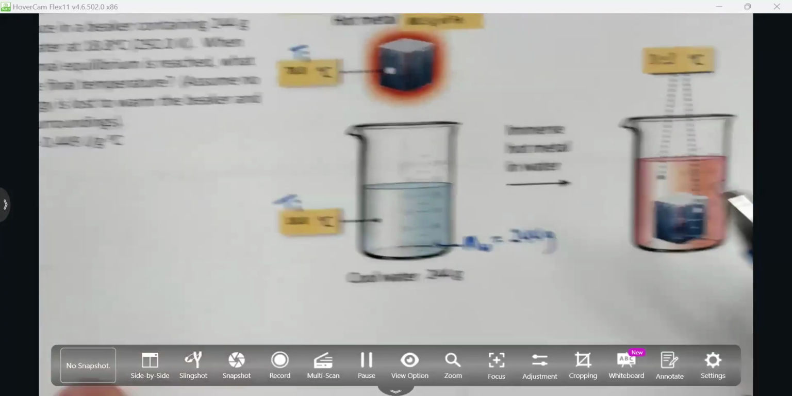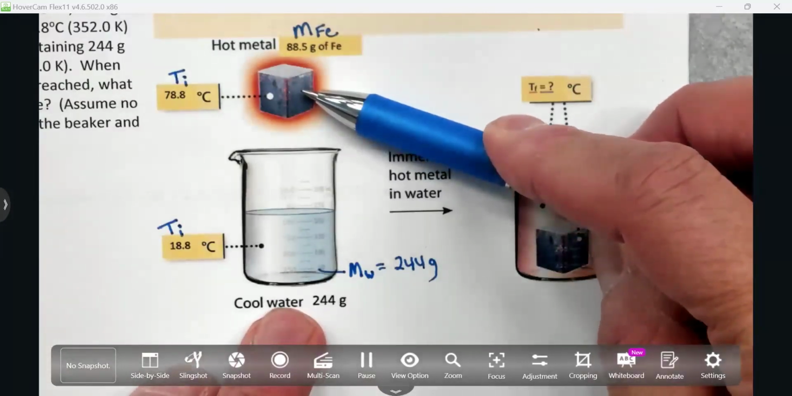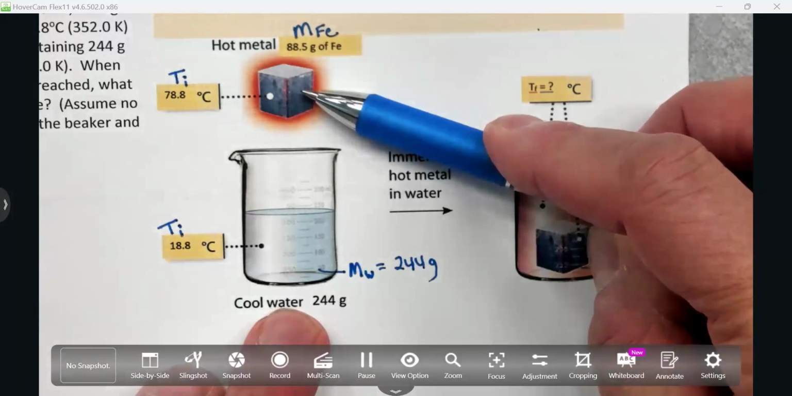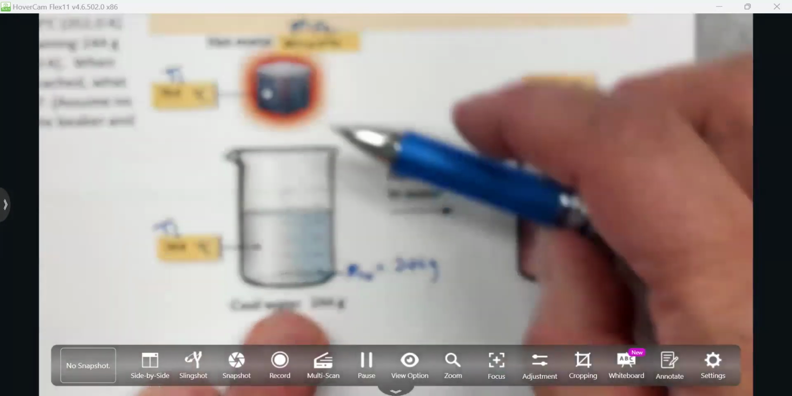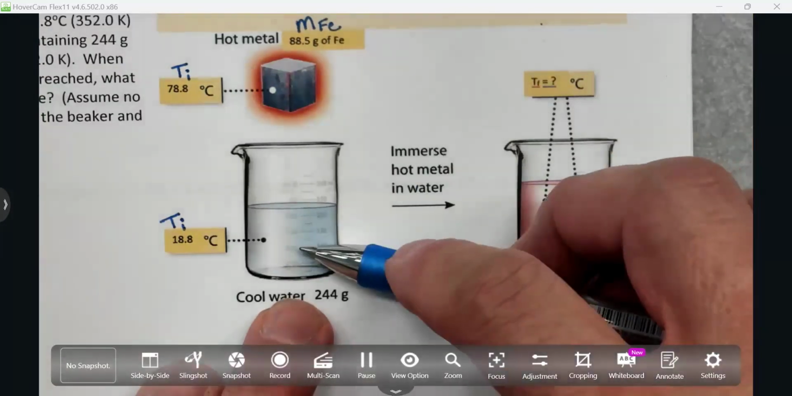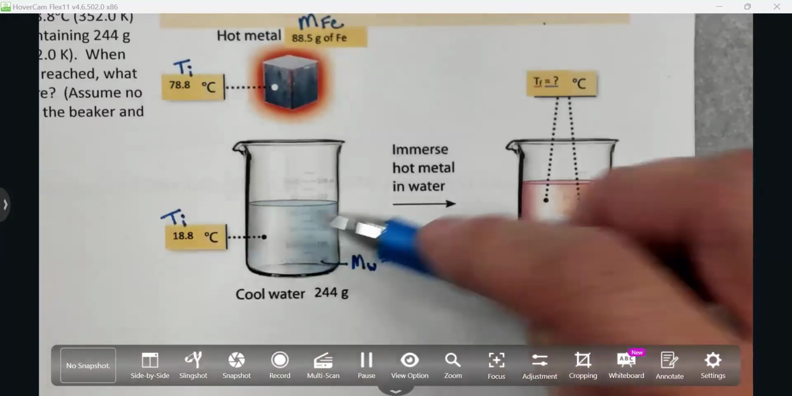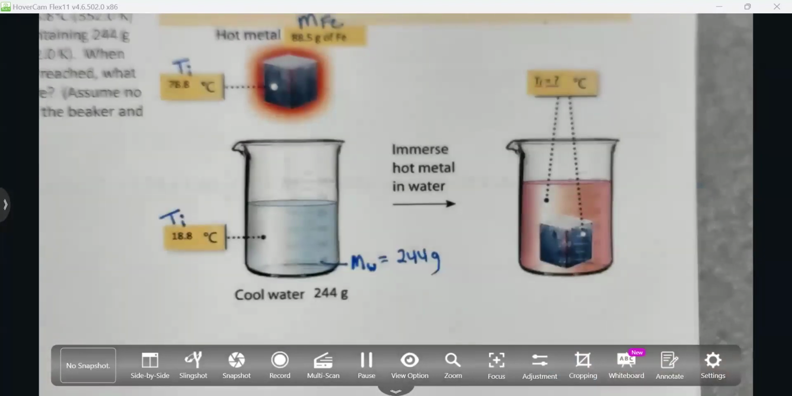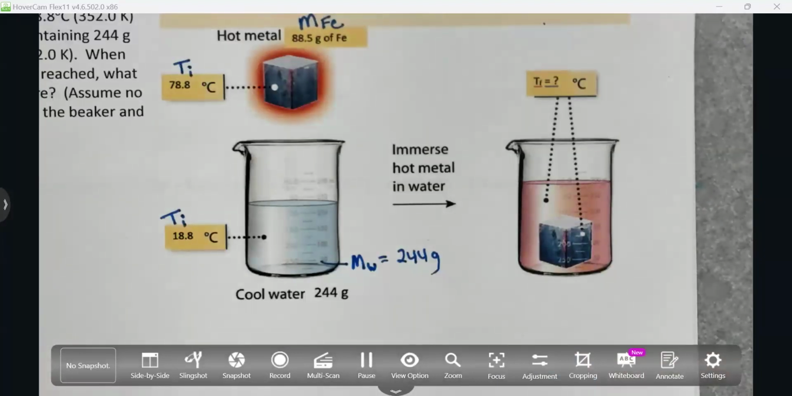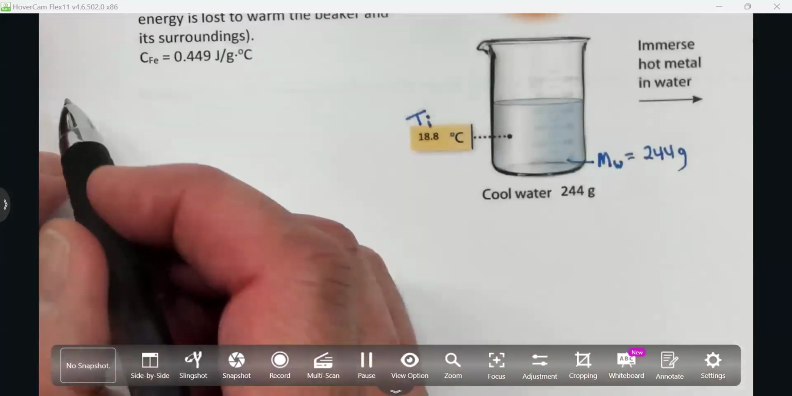So obviously, if you immerse this in here, this hot iron is going to cool down. Or more specifically, this hot iron is going to lose heat energy. This colder water is going to gain heat energy, correct? But the final temperature is going to be the same eventually over time. So I have a kind of a trick to do this. It's a lot less confusing, I think.